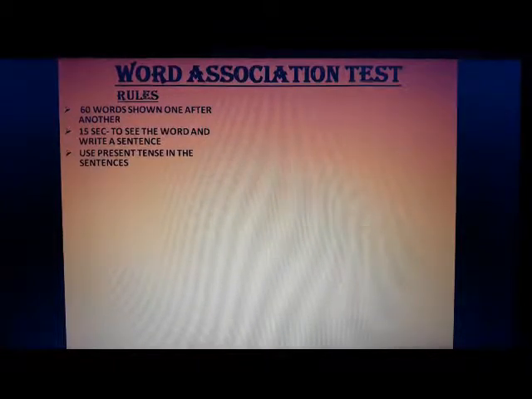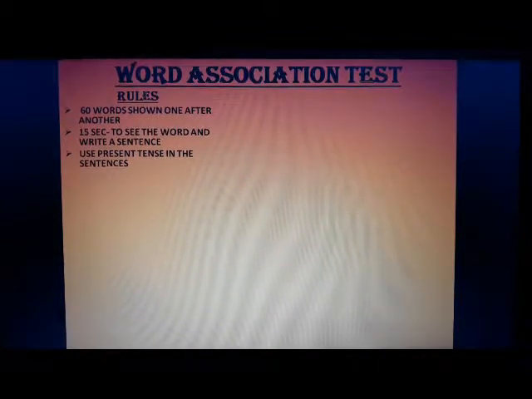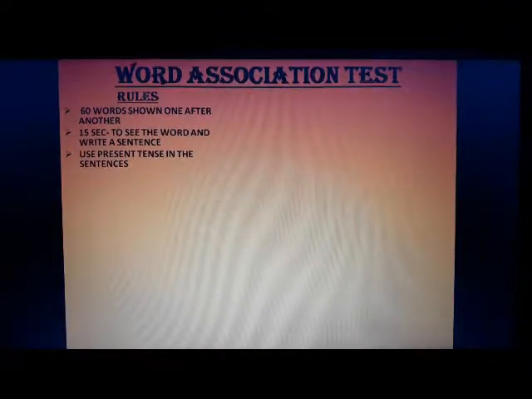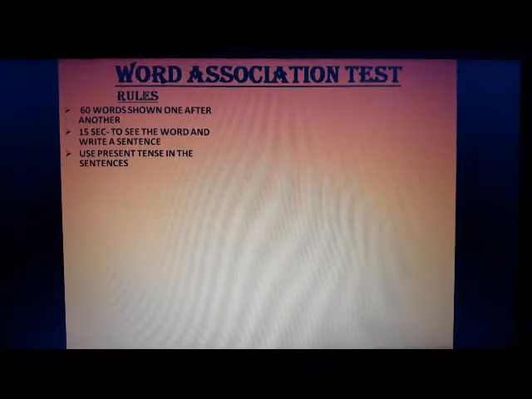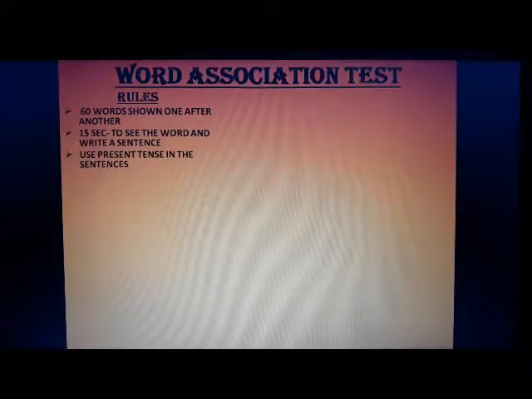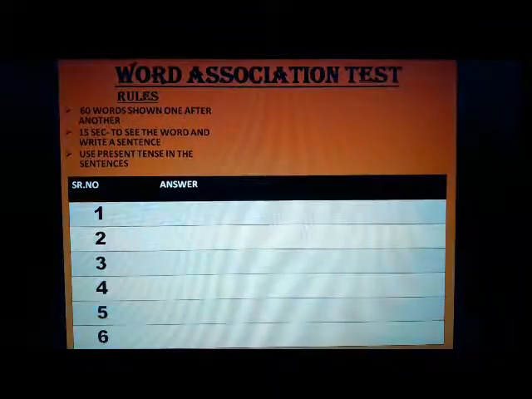It is a test of imagination. On the basis of your imagination about a specific word, the psychologist is able to check the personality of a candidate, like the candidate's likes and dislikes, achievements and temperament. Candidates will be provided with booklets to write their sentences. You can see on the screen.